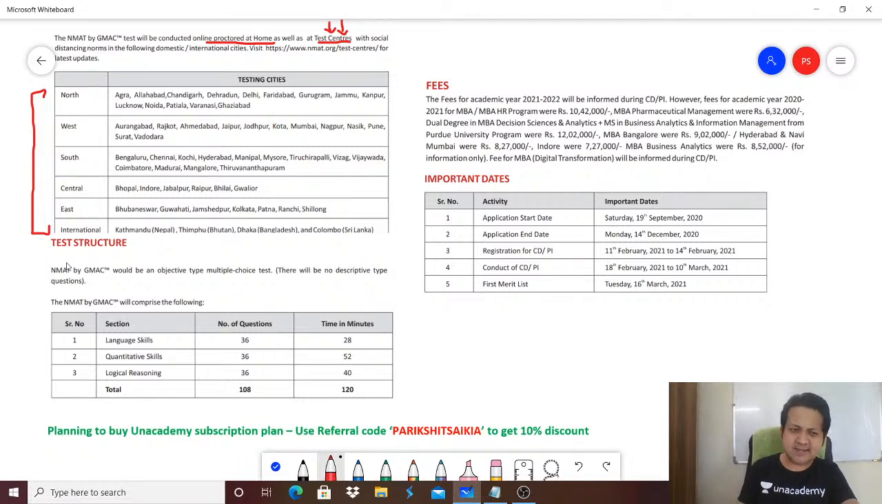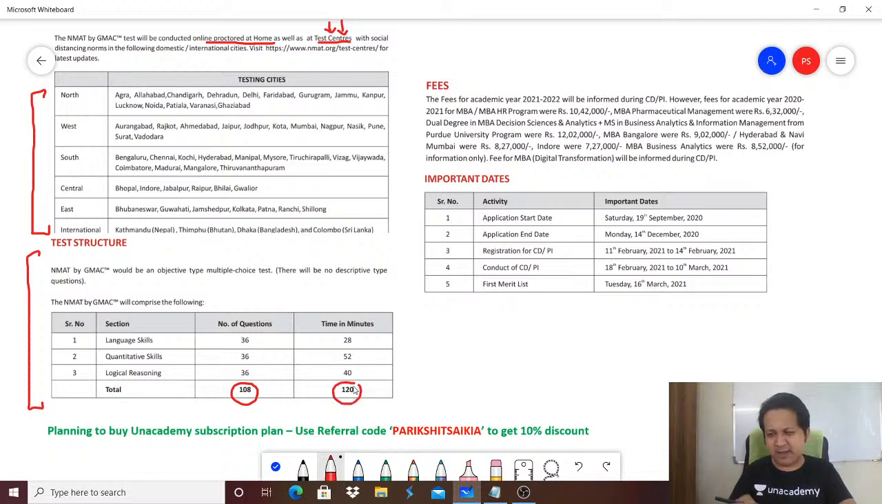The next thing, the test structure. Now this year, the number of questions in the NMAT has been reduced. How many questions are we talking about? We are talking about 108 questions. So 108 questions in how many hours? 2 hours. So approximately just over a minute per question. And the number of questions in each section is also given to you. Your verbal 36 questions, quants 36 questions, and LR 36 questions. So equally divided. Now there is a time limit.